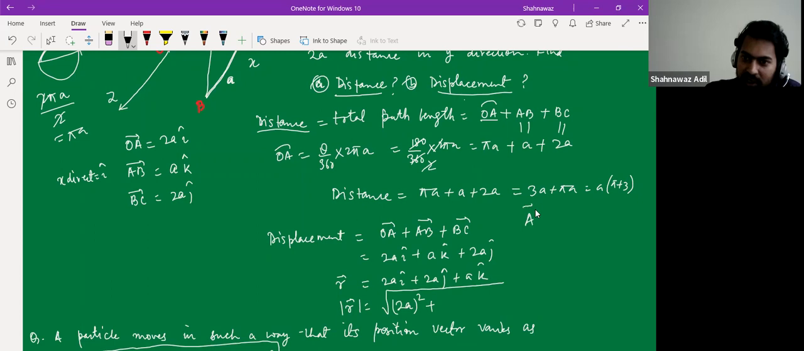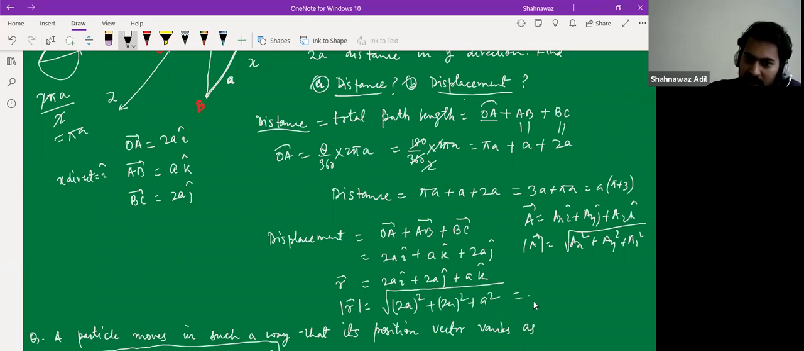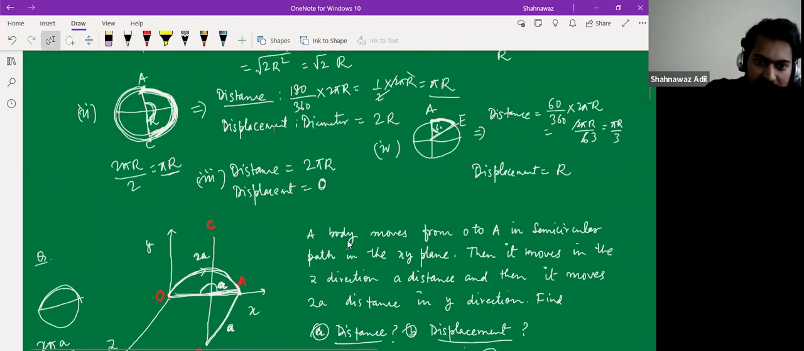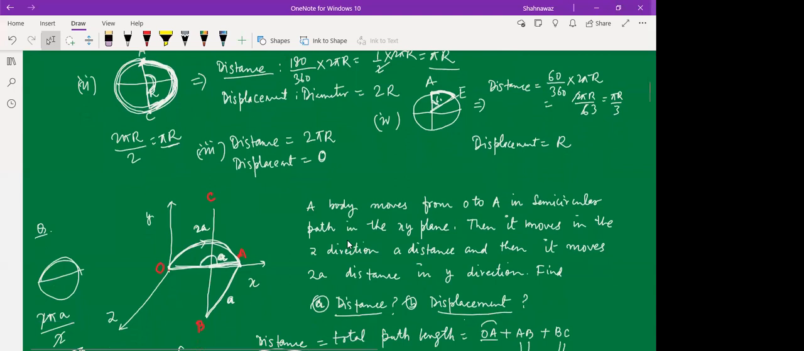Let's say this was a vector a x i plus a y j plus a z k. So the magnitude was root of a x square plus a y square plus a z square, right? So 4a square plus 4a square plus a square, which is root of 9a square, which means 3a. So this is the distance and displacement for this motion. Understood? Any doubt?